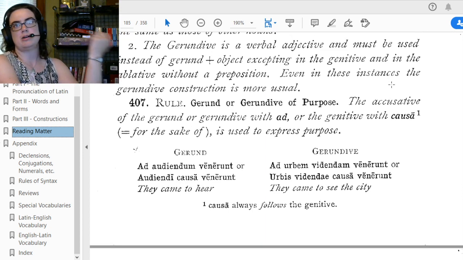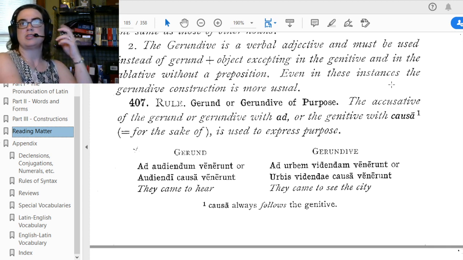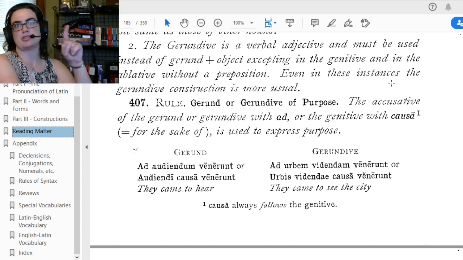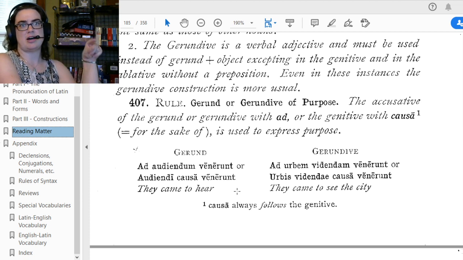And as we saw, one of the very important uses of the gerund and gerundive is purpose. Use the accusative with ad or the genitive with causa, for the sake of. Let's get an example here. The second one, under the gerund, audiendi causa venerant. They came for the sake of hearing.